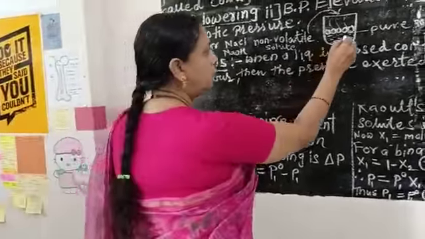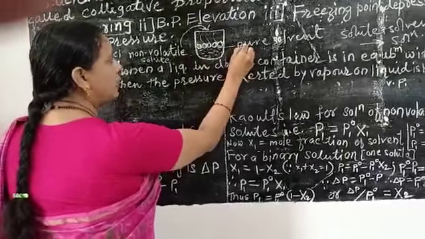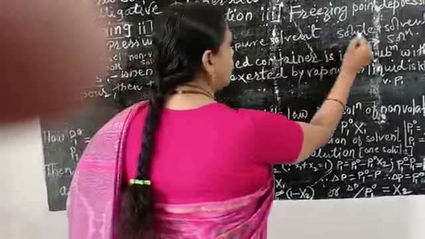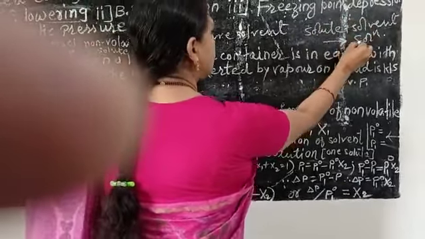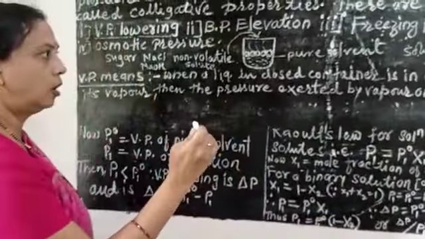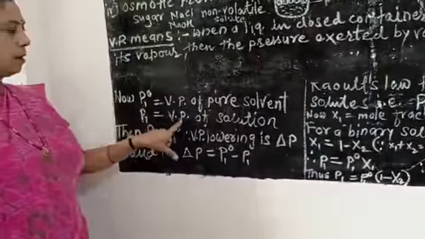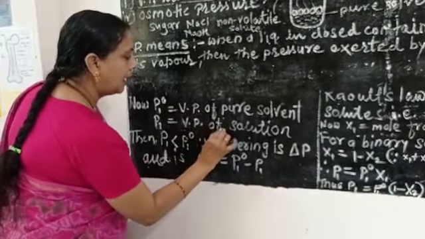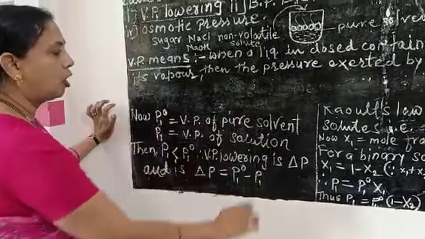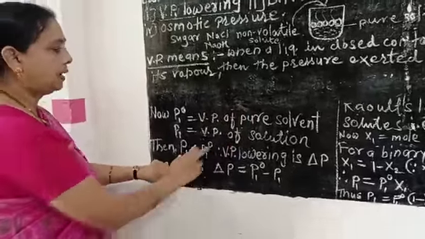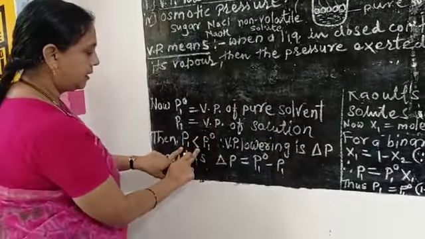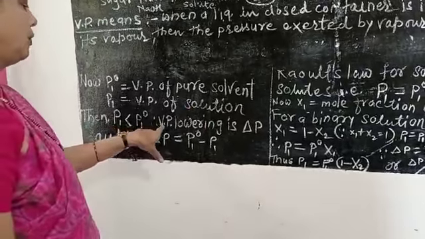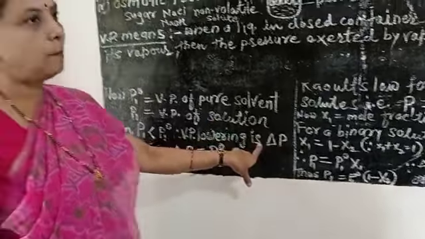So we already know that the vapor pressure of pure solvent is more, and after the addition of solute, the vapor pressure of solution becomes lower. So P1 is equal to vapor pressure of solution, and P10 is vapor pressure of pure solvent. So P1, vapor pressure of solution, is less than P10, the vapor pressure of pure solvent. Therefore, this is vapor pressure lowering.